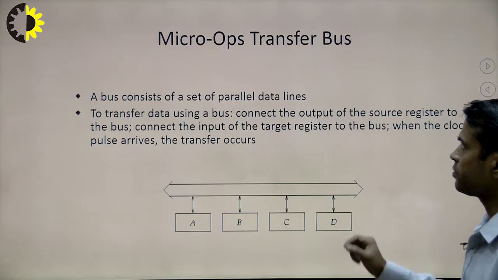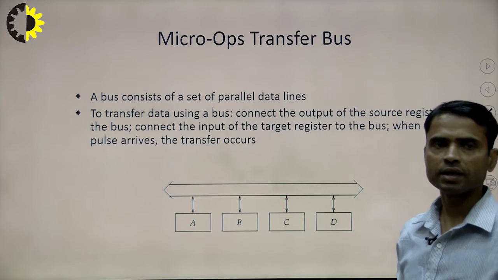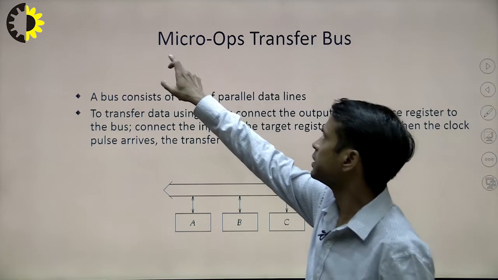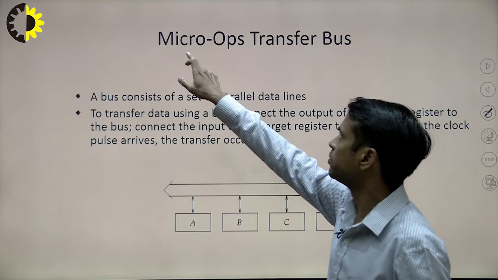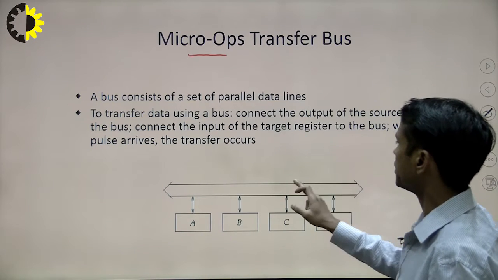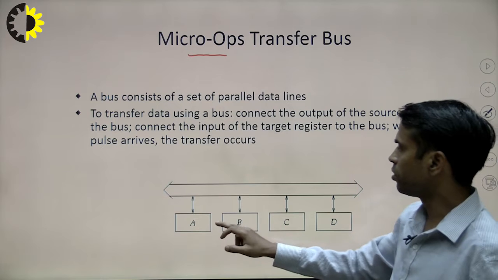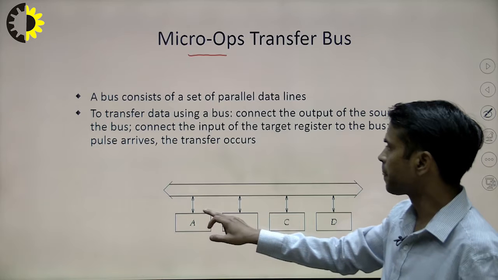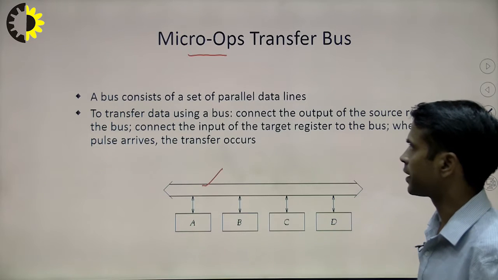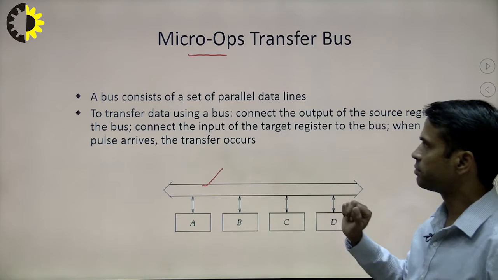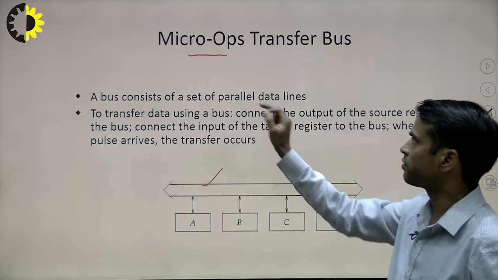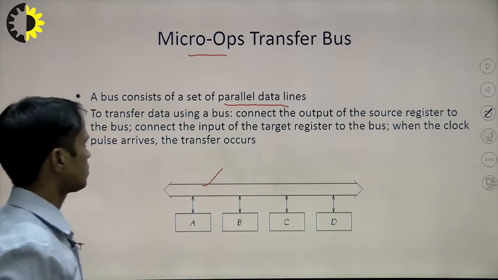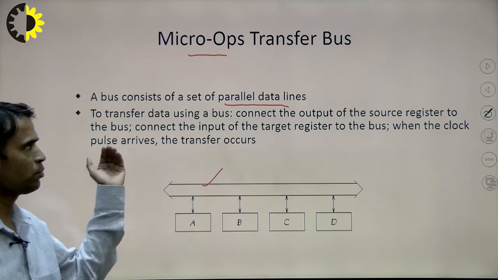There is one operation that is to be performed, and that operation is called micro operations. Micro operations transfer data between various units through a bus. If we want to transfer data from register A to register B, this bus will be used to transfer data. The bus is a set of parallel data lines, and this data line is used to transfer data from input to output.